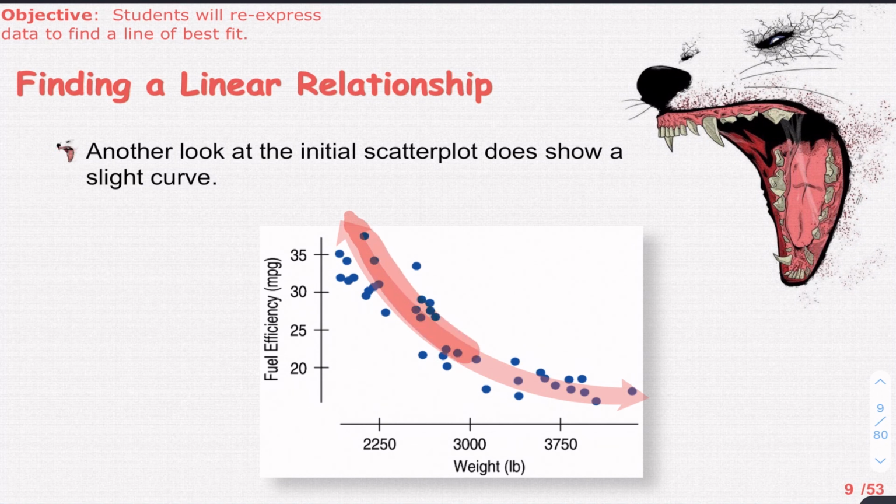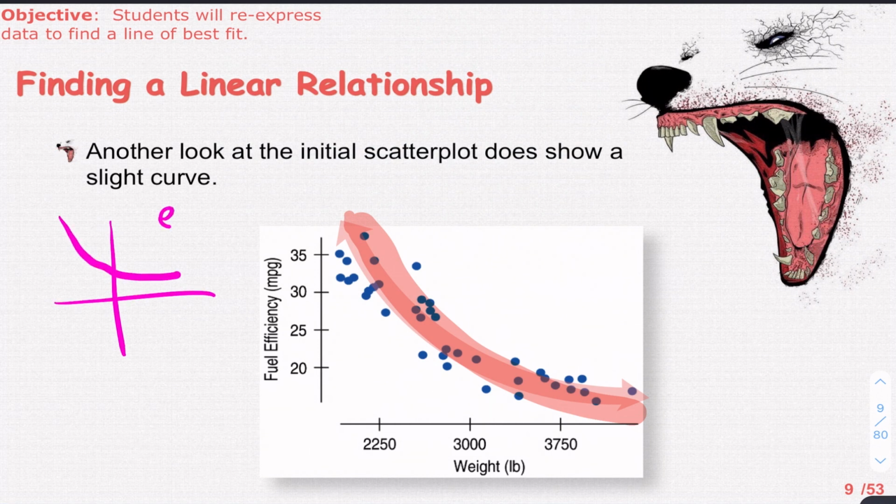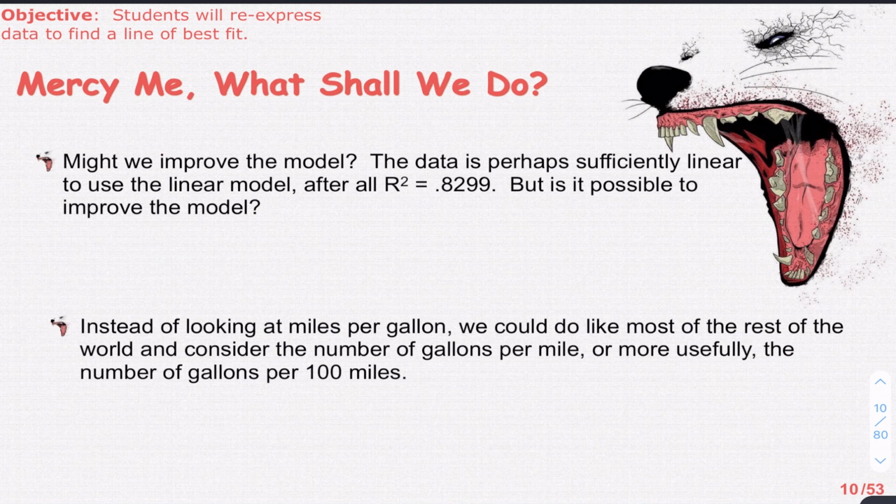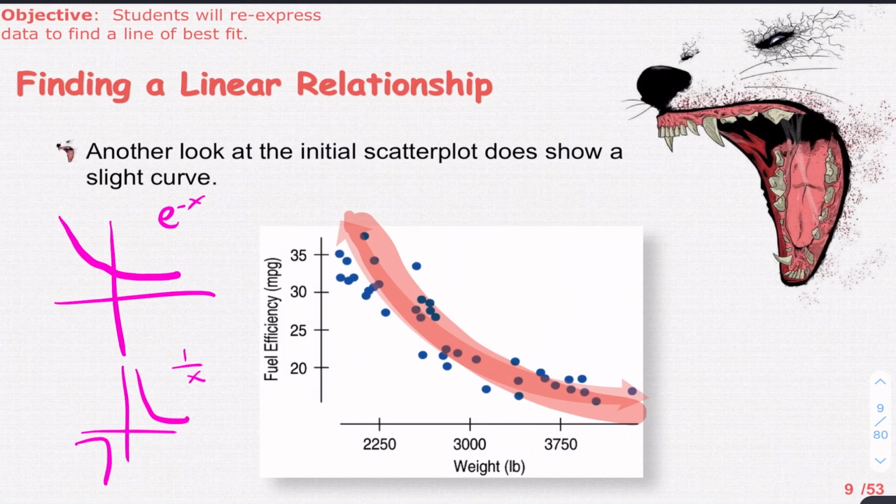Now, for some of you, you might not recognize that curve. Like maybe that looks like exponential decay, let's say e to the negative x. For others of you, you go, oh, that looks like a 1 over x function. Either of those cases might be more linear if we want. And so the idea is taking that curve and being able to re-express it as a linear function. So what might we do to improve this model? Because we can see that it's curved, not a line.